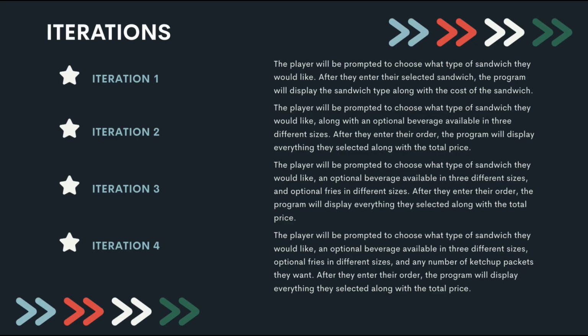This slide shows how our program improves over time. Each iteration adds more choices, starting with just a sandwich and then adding drinks, fries, and ketchup. This helps us build the program step by step instead of doing everything at once.